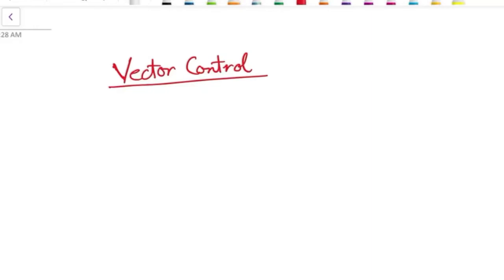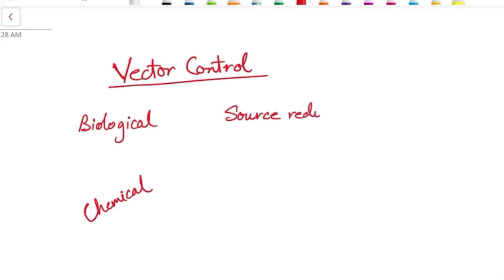Today we will discuss vector control, integrated vector control. So what are the methods of control of disease vectors? We will discuss first chemical methods, then biological methods, source reduction, health education and personal protection.